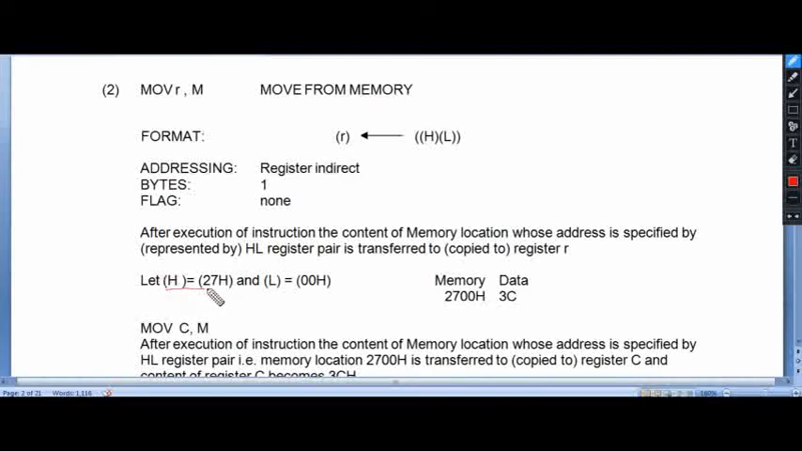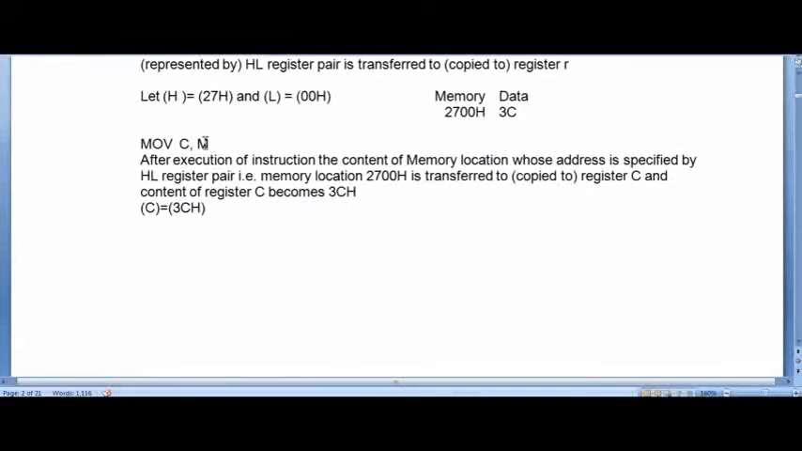Let the content of H equal 27 and the content of L equal 00. That means the number in H equals 27, the number in L equals 00, and the number in HL represents the memory. Here the memory equals 2700, and in this memory location, let us assume the number 3C is present. The instruction to be executed is MOV C, M. That means the number from the memory location is to be transferred to register C.